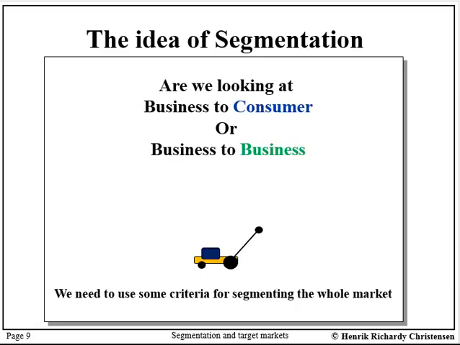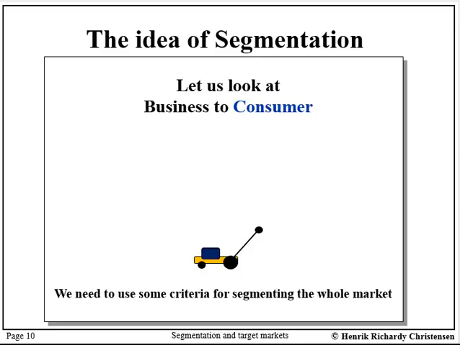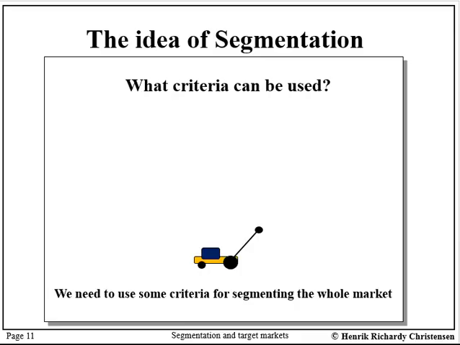First of all, we need to take a little discussion. Are we looking at the business to consumer market, or do we look at the business to business market? Because there will be a difference in the kinds of criteria that we can use in these two markets. But in this case, let us take a look at the consumer market. That means that we are taking a stand in the business to consumer. So what criteria can be used in this case?